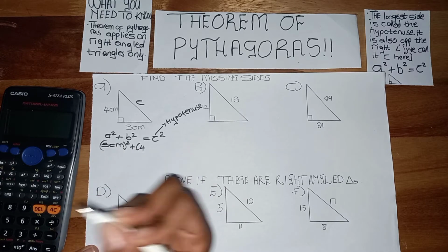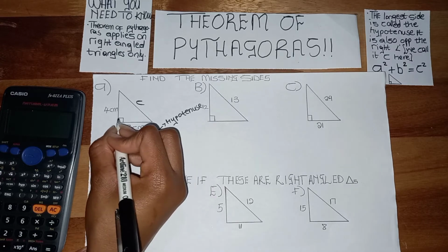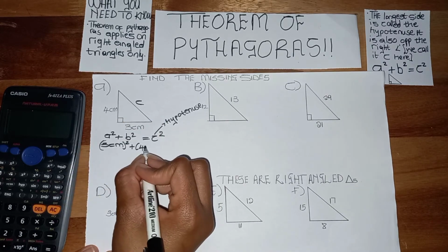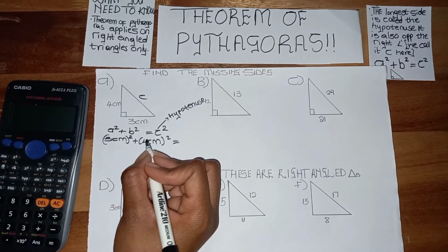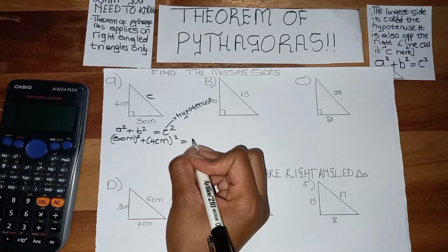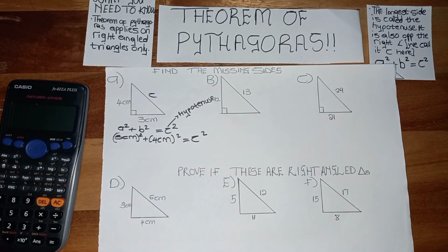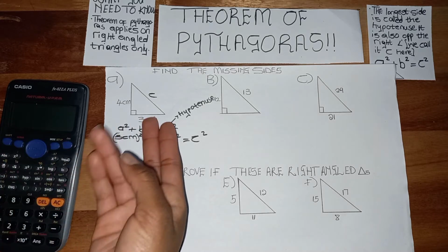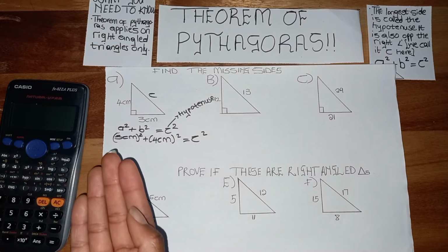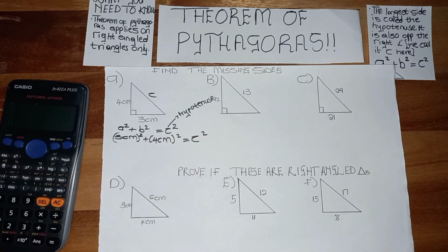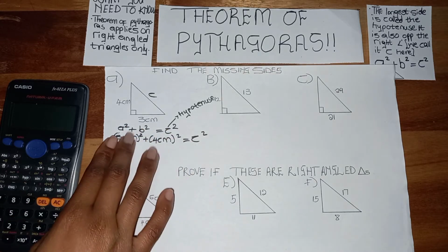A and B stand for the legs of the right angle triangle. The sum of the squares of the two legs equals the hypotenuse squared, which is c squared. So when we know any two values from the triangle, we can solve for the third side, because the formula states this.